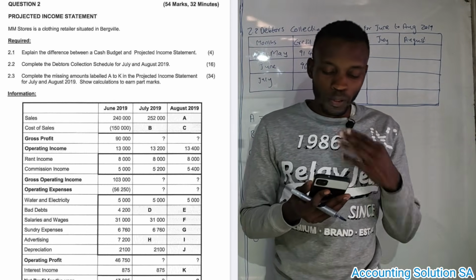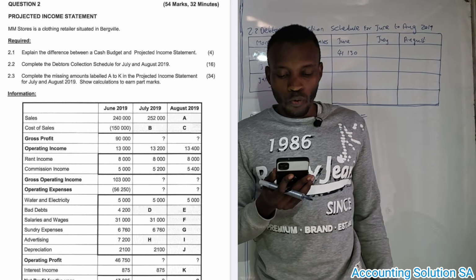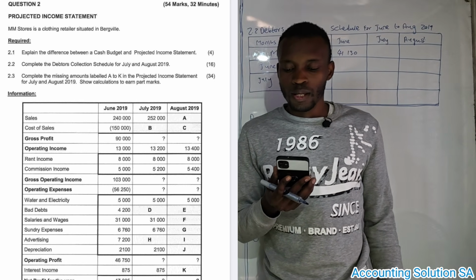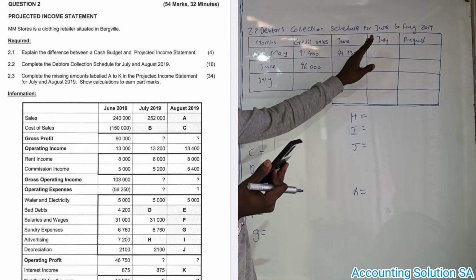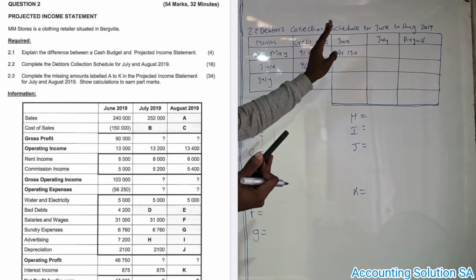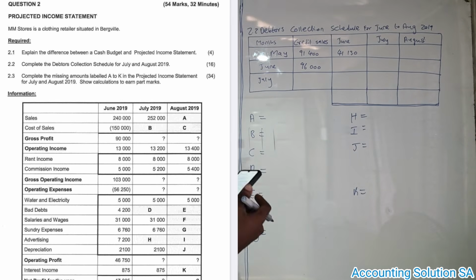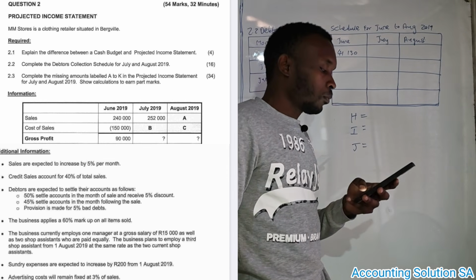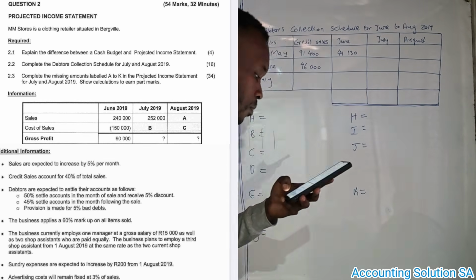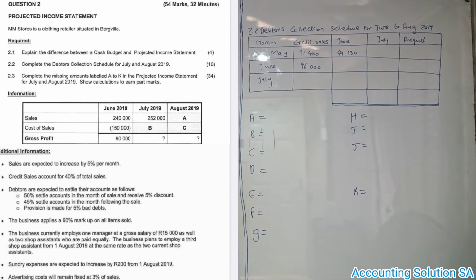Then 2.2, complete the debtors collection schedule for July and August 2019. They say that we have to do it for July and August, so the June column is not going to be marked in this case. But we can also do it for practice purposes. Now this is the information that we have.